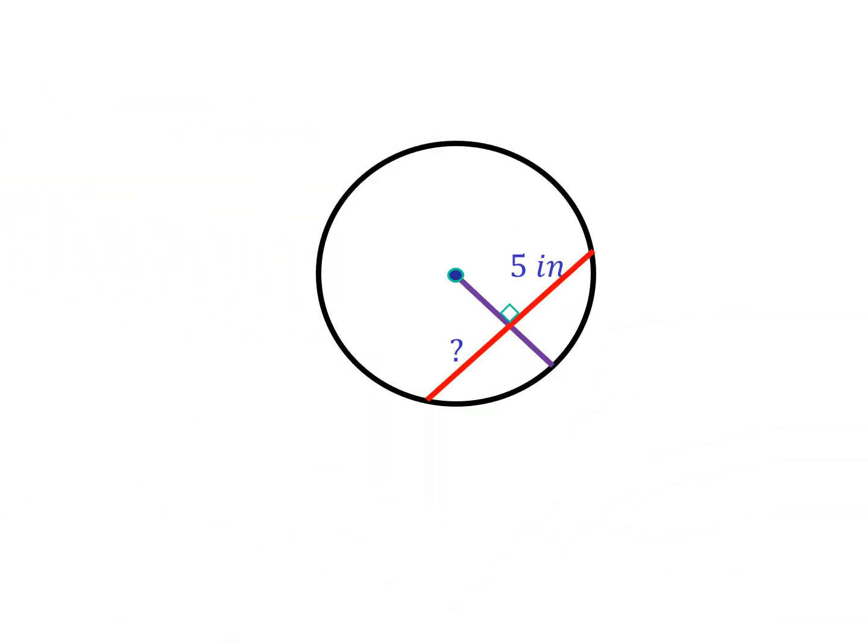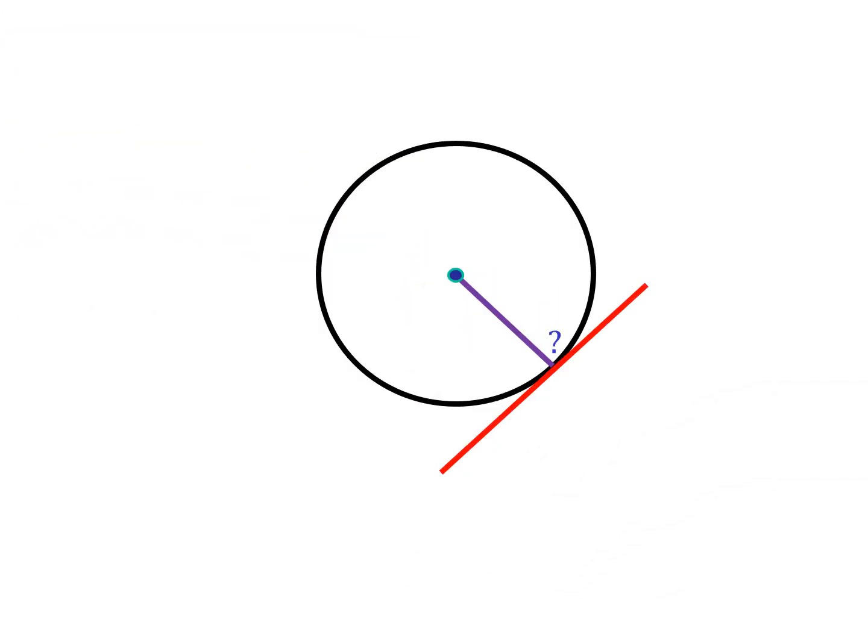Another theorem of a circle is if a chord is intercepted by a radius and they form a 90-degree angle, that means they are perpendicular to each other, then that means the chord is bisected by the radius. It means it is exactly cut into half. So if the other half is 5 inches, that means the unknown measure is also 5 inches.